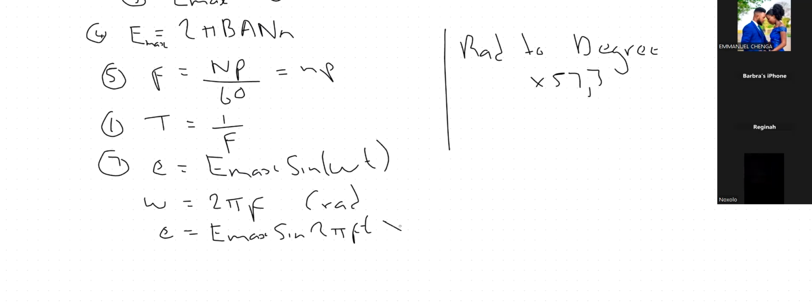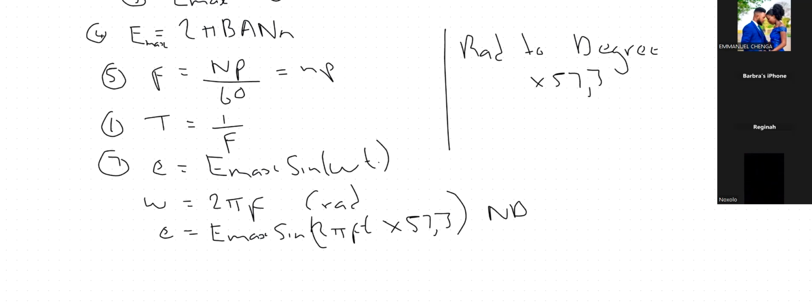NB: as long as you are not given an angle in degrees, and they give you radians, in this formula you have to multiply by 57.3. Same thing with this part, you have to multiply by 57.3. That's if you're not given the angle in degrees, you are given the angular velocity in radians. Is that clear? Yeah.